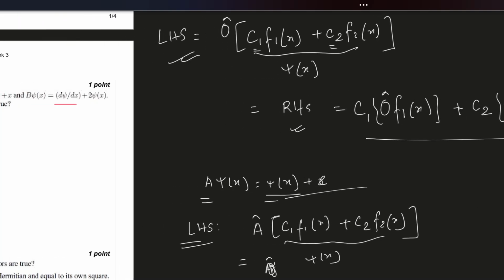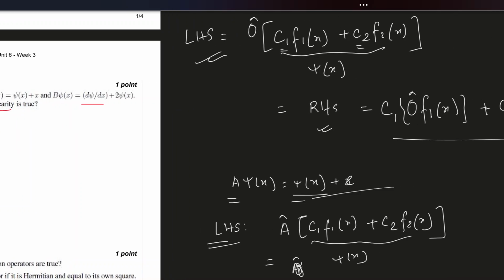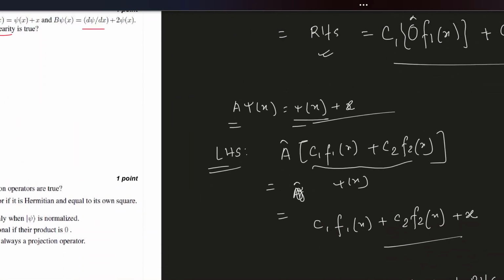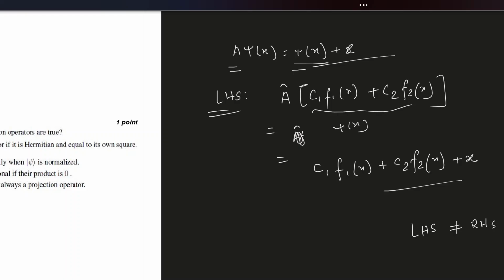Now for checking B: B equals d psi dx plus 2 psi x. So B acting on psi x equals d psi dx plus 2 psi x. Now to check linearity, again the LHS is B acting on C1 f1(x) plus C2 f2(x), and this whole thing is the psi x now.